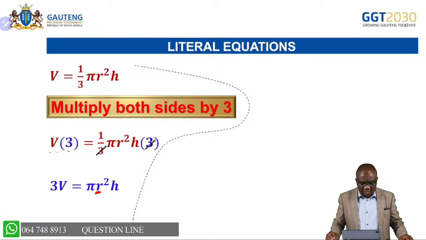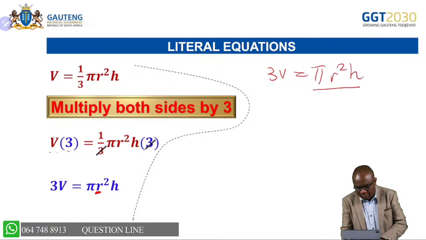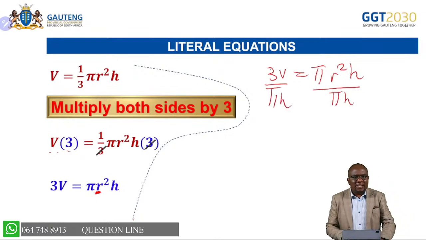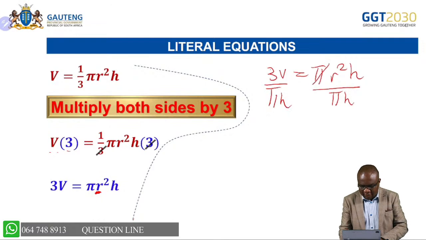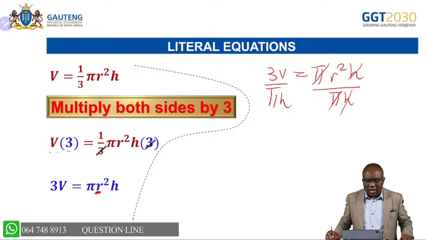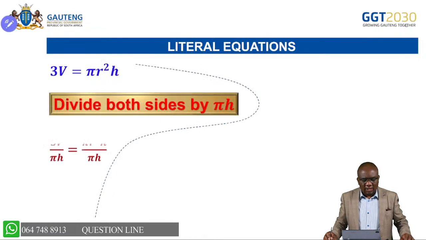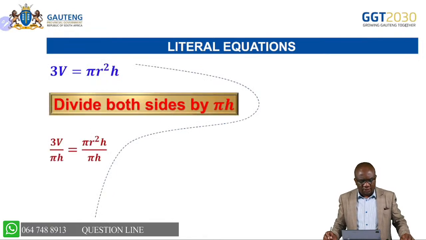Divide both sides by pi h. 3v is equal to pi r squared h divided by pi h. What you do on the left, do on the right. Pi divided by pi is 1. H divided by h is 1. What do we remain with? R squared is equal to 3v over pi h.